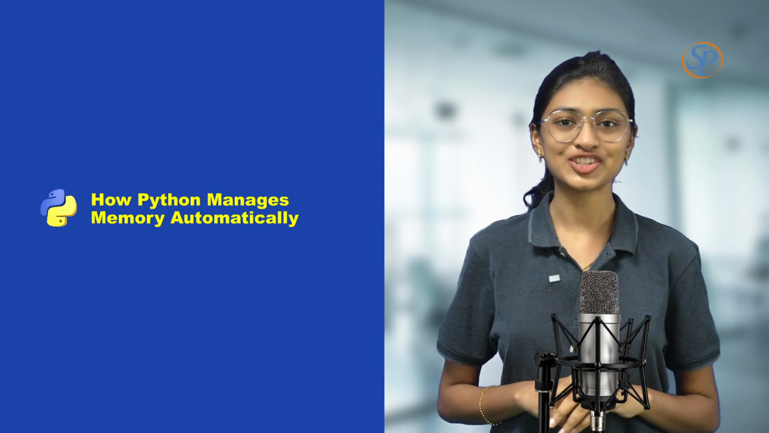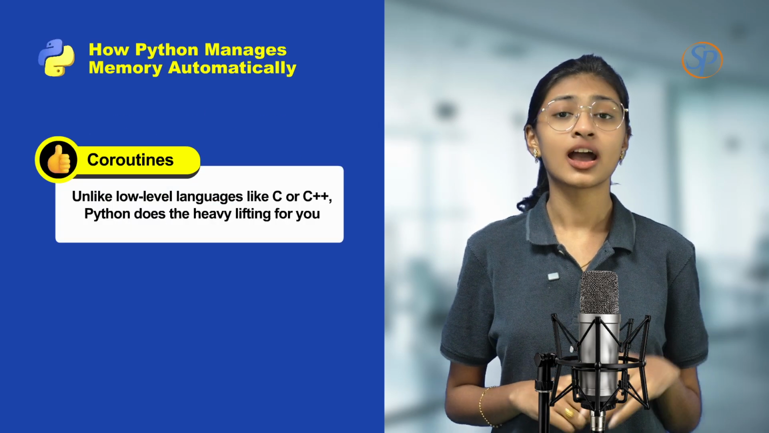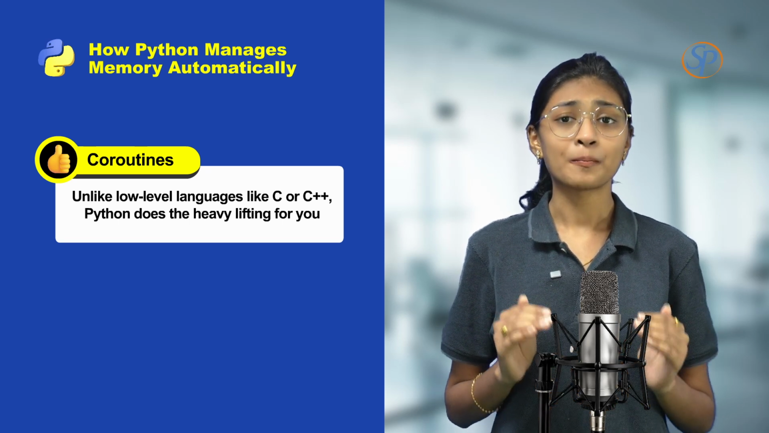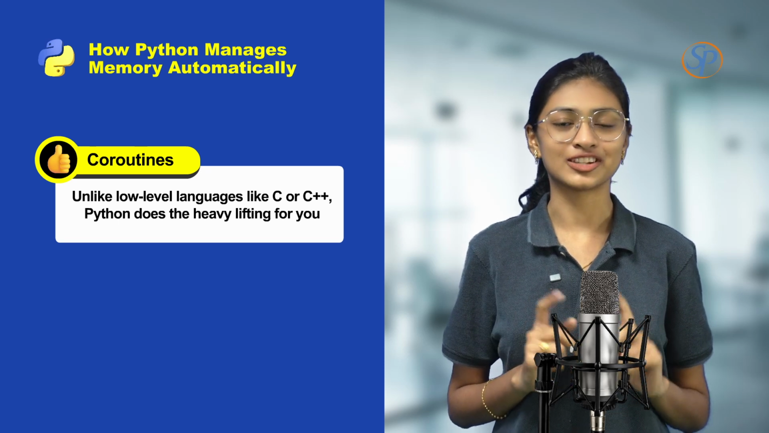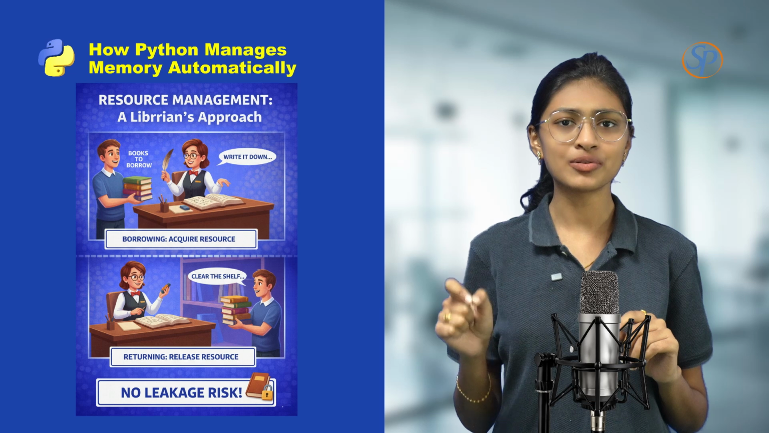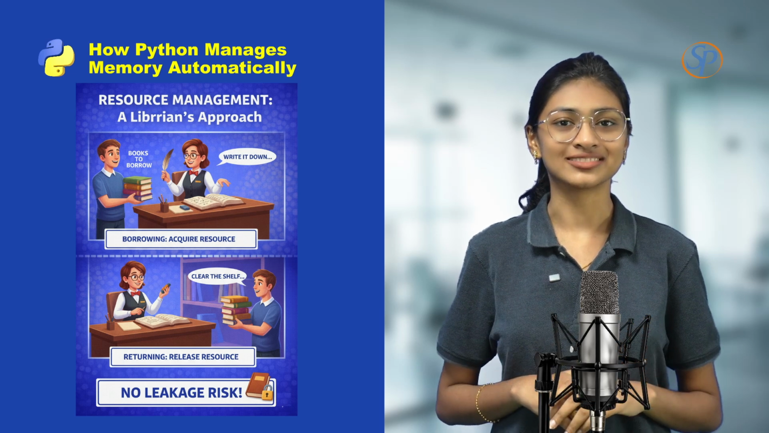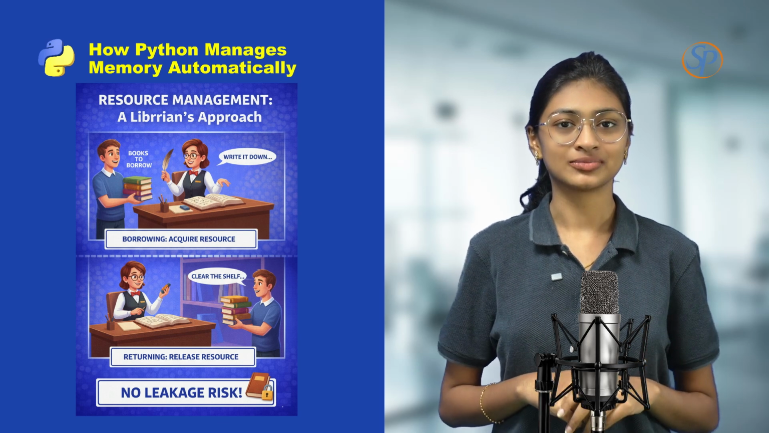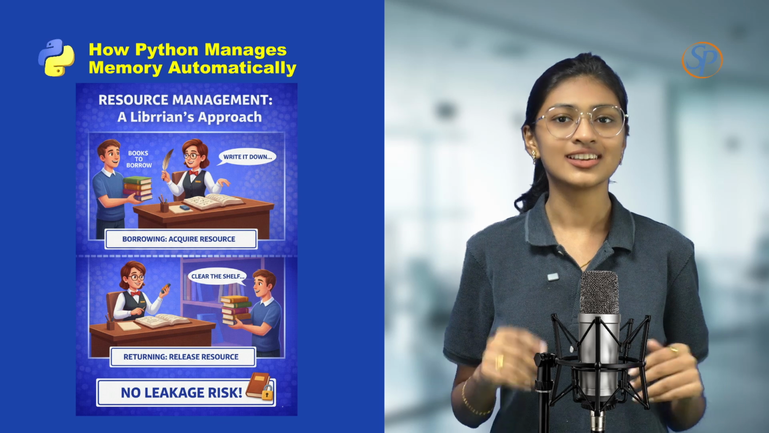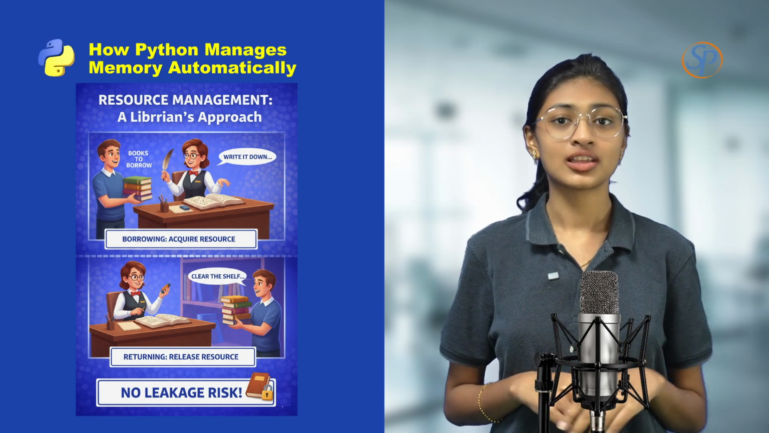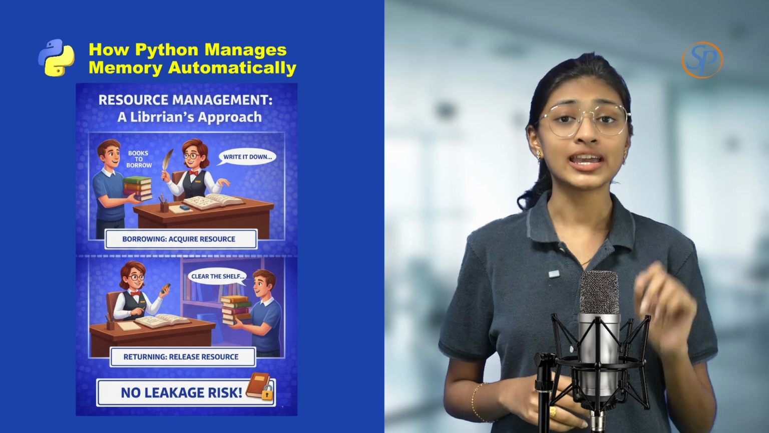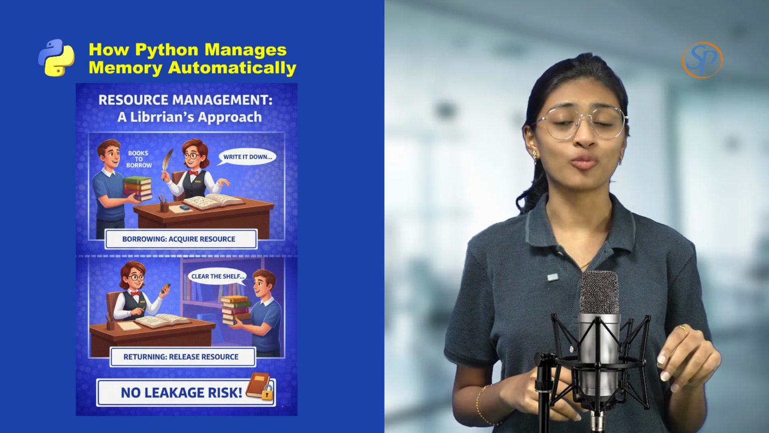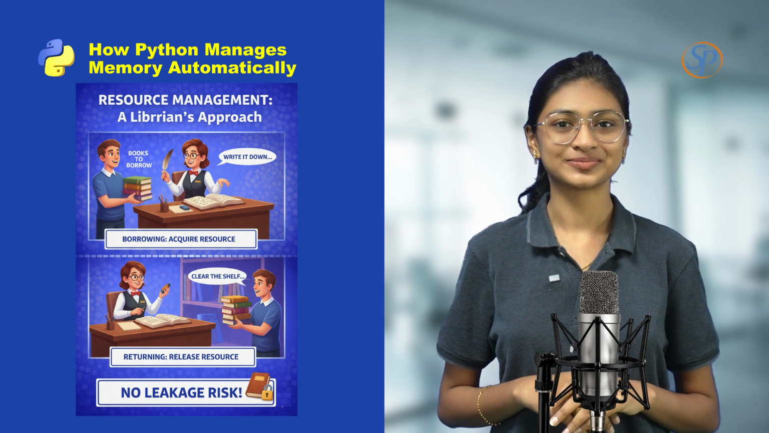How Python manages memory automatically. Unlike low-level languages like C or C++, Python does the heavy lifting for you. Imagine a library with a meticulous librarian. Every time you borrow a book, the librarian writes it down. When all copies are returned, the librarian clears the shelf. Python works the same way. It tracks the object usage and frees memory automatically when objects are no longer needed.